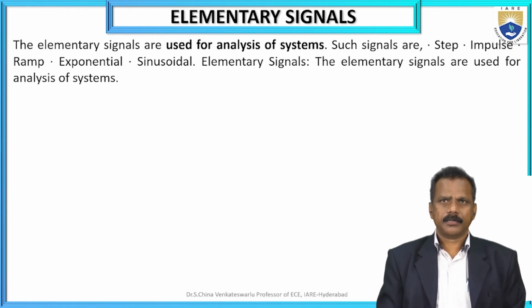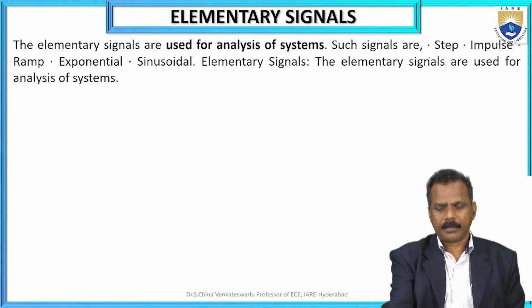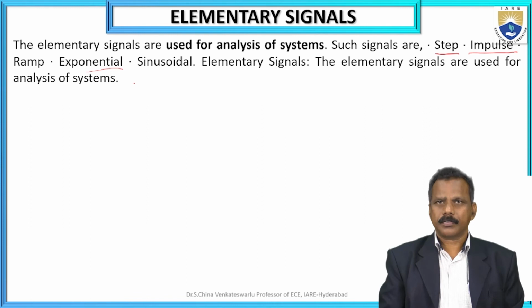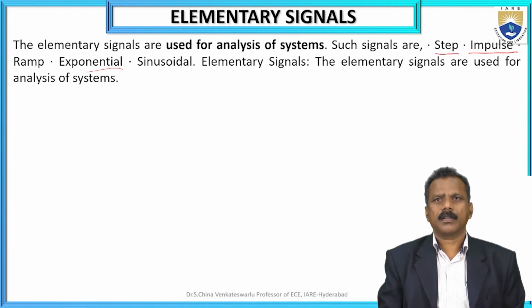The elementary signals used for analysis of systems are step, impulse, ramp, exponential, and sinusoidal signals. The elementary signals are used for analysis of systems. That's why this is the most important in elementary signals for deciding the system-related parameters.